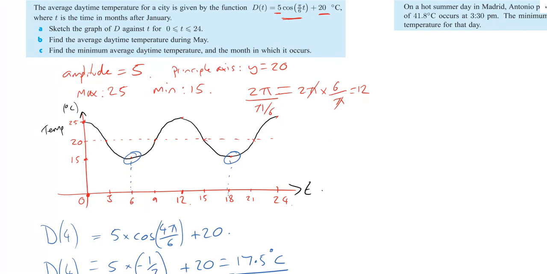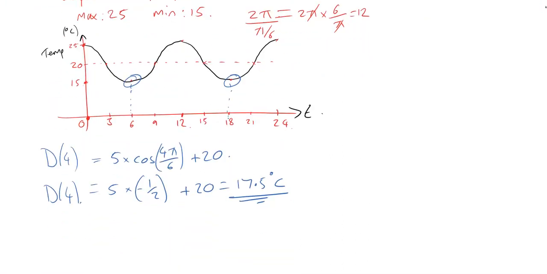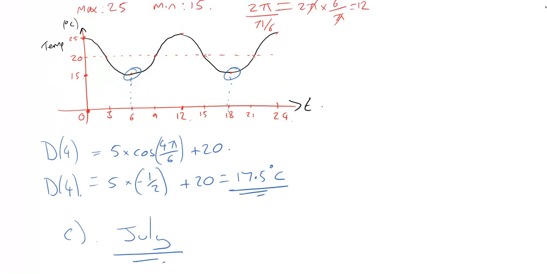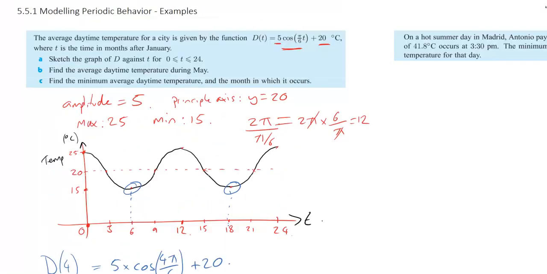And that is happening at 18, okay? And of course, if we've got 12 months in the year, it's the same month both times, and that is going to be in July, all right, when T is 6, counting on from January. Okay, let's look at another example.